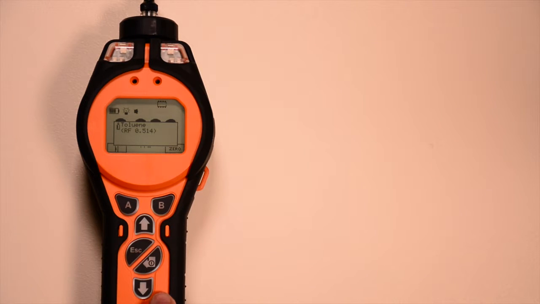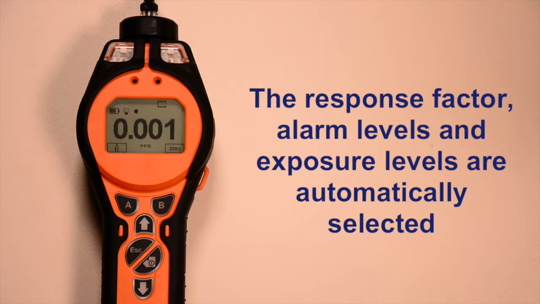When toluene appears, press Enter to select it. A tick will appear to confirm the selection. Then press Escape to return to the main menu. The Tiger automatically uses the response factor, alarm levels and exposure levels relating to the selected gas.